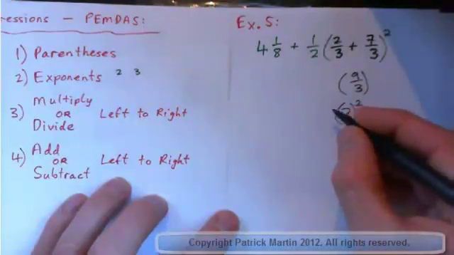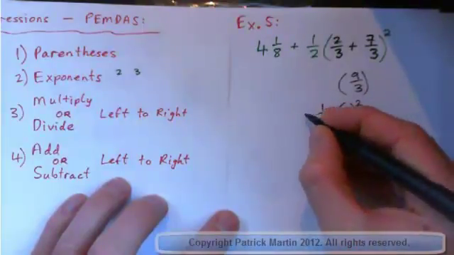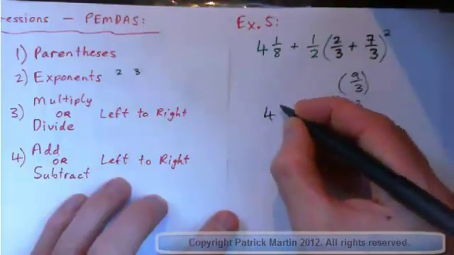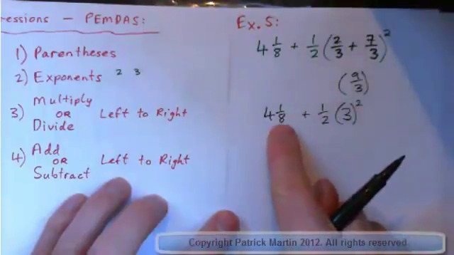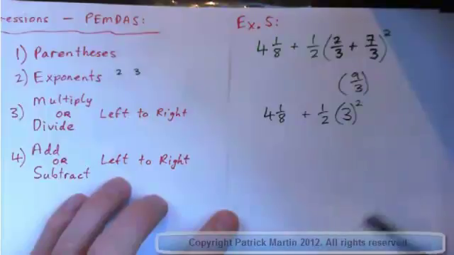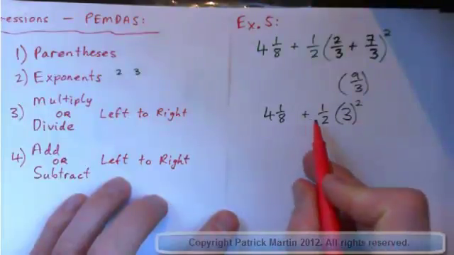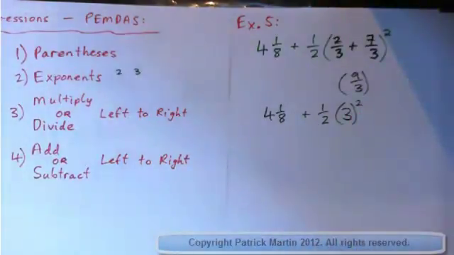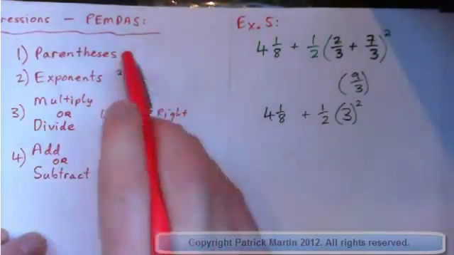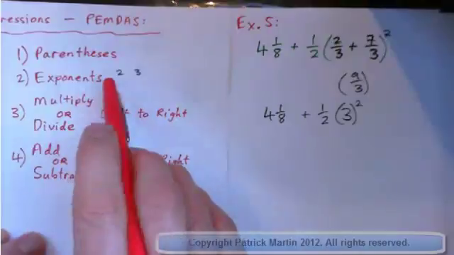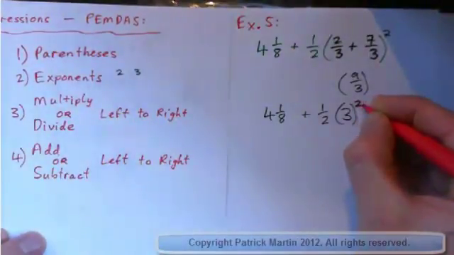I'll just write everything else out now. I've got 4 1/8 plus a half times 3 squared. So I've got a plus, I've got a multiply, I've got a squared. What do I do next? Well, I took care of my parentheses now. Do I have to take care of any exponents? Oh yes indeed, there's an exponent, the squared.